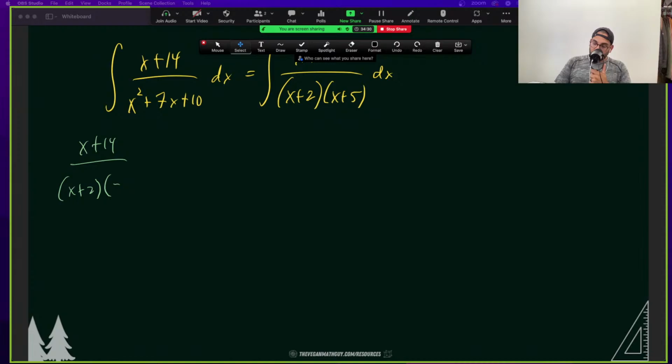And if we combine these, don't forget we have to get like terms. So the numerator just becomes a times x plus 5 plus b times x plus 2.